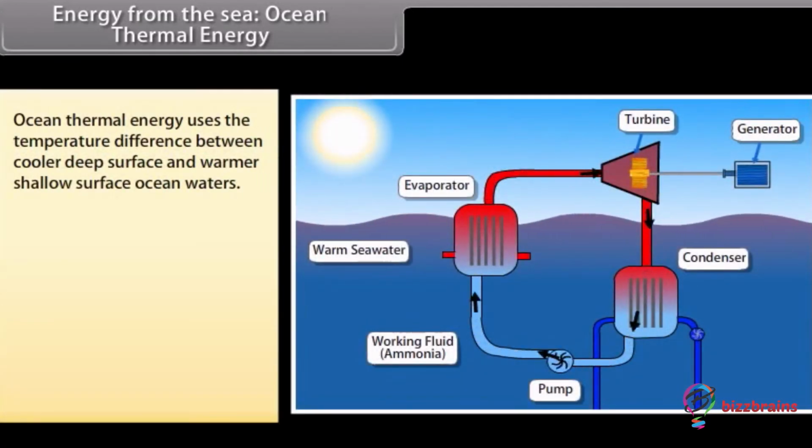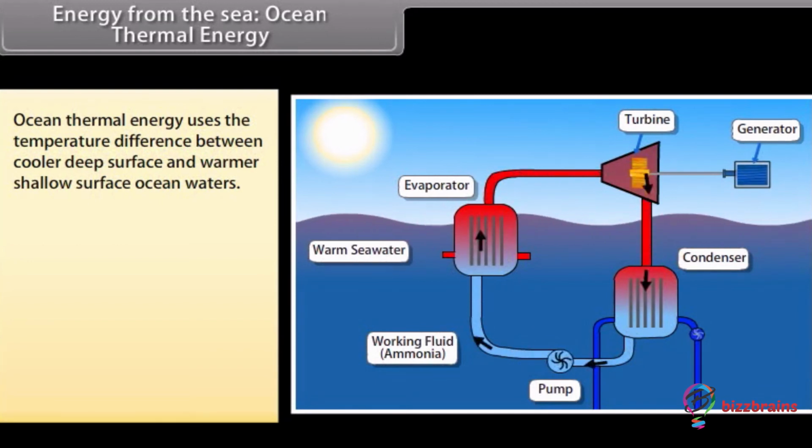Energy from the sea, ocean thermal energy. Ocean thermal energy uses the temperature difference between cooler deep ocean water and warmer shallow surface water to run a heat engine and produce a useful form of energy, mainly electricity. The heat engine gives greater efficiency and power when it is run with a large temperature difference. In the oceans, the temperature difference between surface and deep water is greater in the tropical areas, and in other areas it is a modest 20 to 25 degrees Celsius.